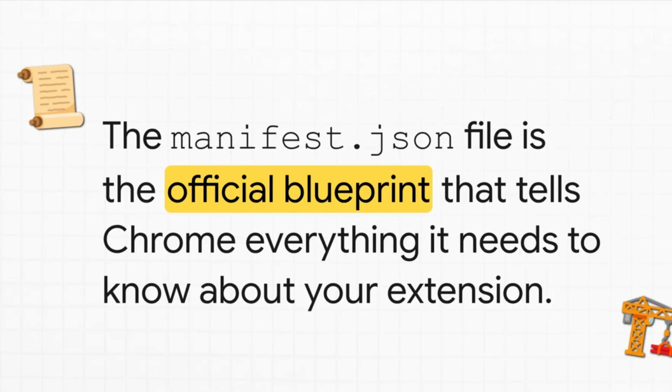Every single extension, no matter how big or small, begins with a blueprint. I mean, you wouldn't build a house without one, would you? For an extension, that blueprint is just one single file called manifest.json. It's basically a simple text file that acts as the extension's official ID card, telling Chrome its name, its version, and exactly what it's allowed to do.